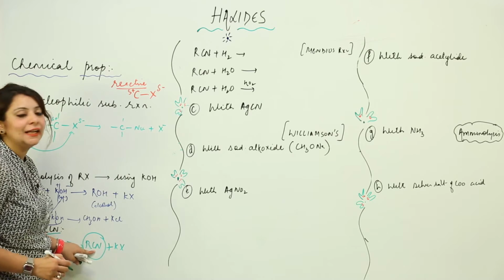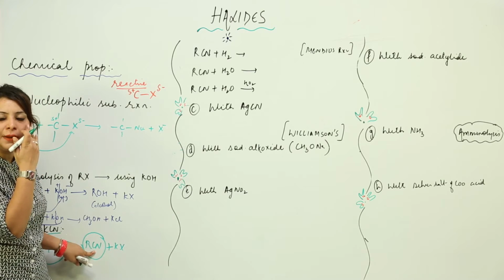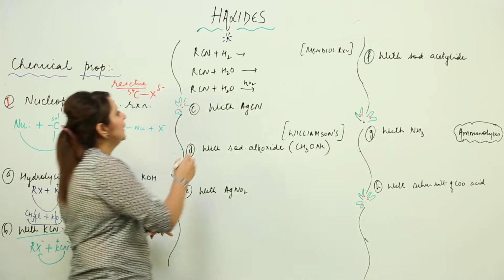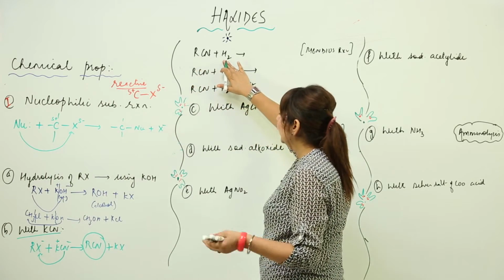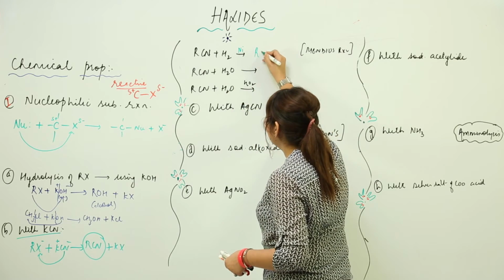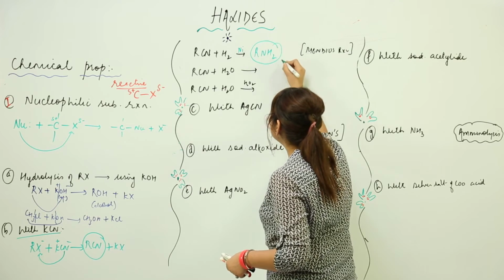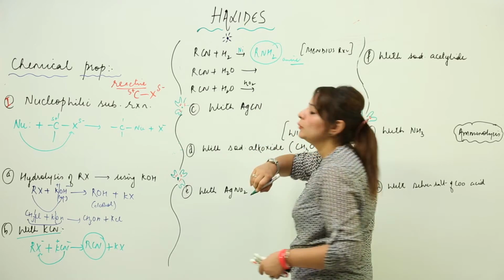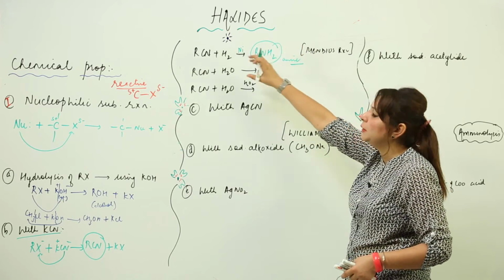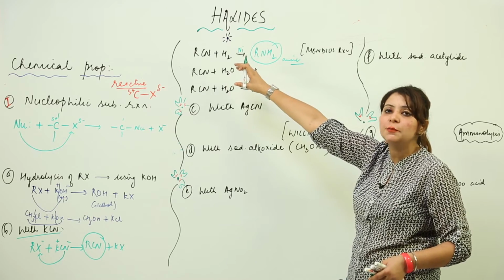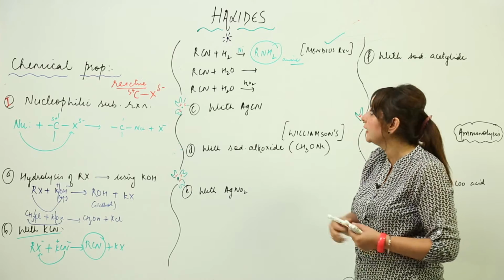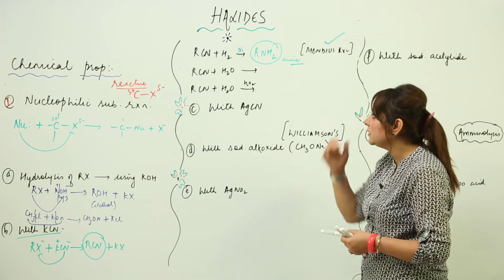This cyanide group is an important group, and by using it we can further prepare many compounds. For example, I have RCN and I am doing its reduction in the presence of nickel, and what I get is the amine. This kind of reaction, where we prepare the amine by reduction of cyanide in the presence of nickel, is called the Mendius reaction. That is again a name reaction.